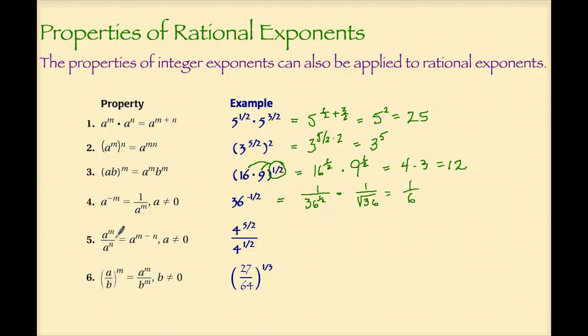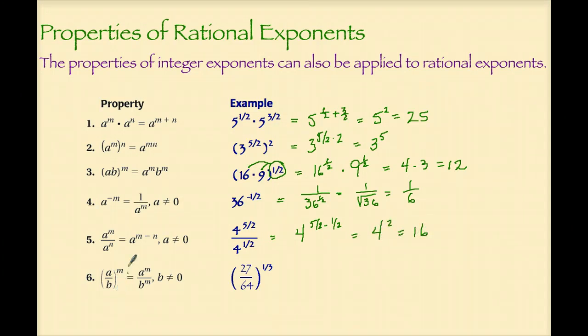We also have a property that says when you have a fraction and the bases are the same, you can subtract the exponents. So that's what we're going to do here. We're going to let this be 4 to the 5/2 minus 1/2. Of course, 5/2 minus 1/2, 4/2 is 2. 4 squared is 16.